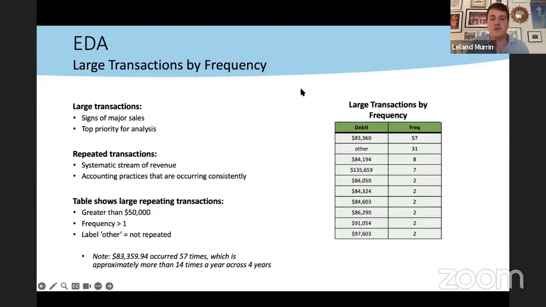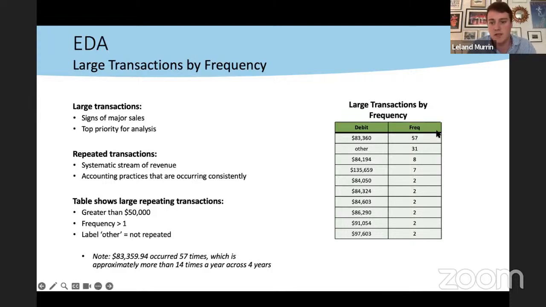I also drilled down into some large transactions. Since most of the data set was small transactions, there were some large transactions that just kept repeating in different places. So it was really interesting to get an idea of what's going on there. Particularly, these could be signs of some major sales that happened. Also, if they were repeating all the time, we would want to drill down into that to see if there's something that could be causing some of these dips and troughs that we're interested in explaining and figuring out why they're occurring.